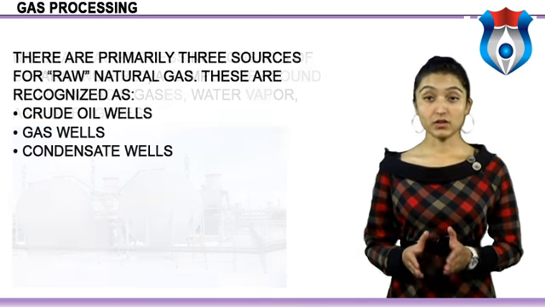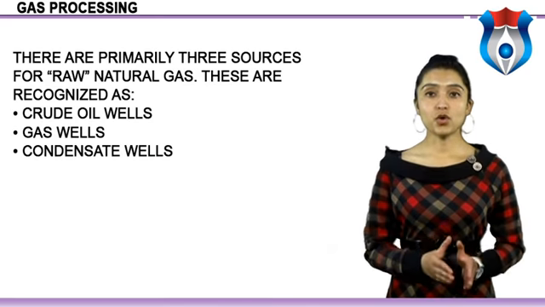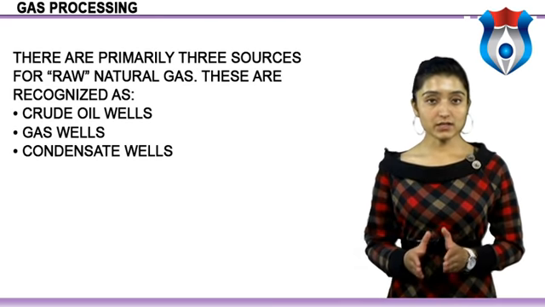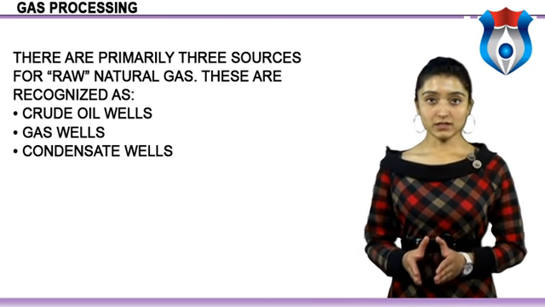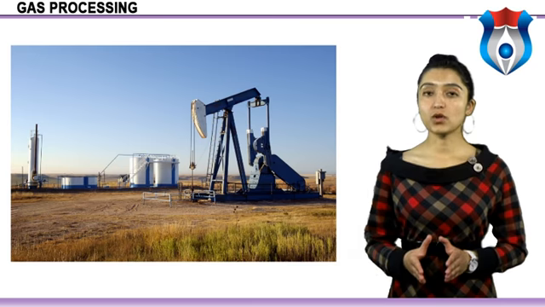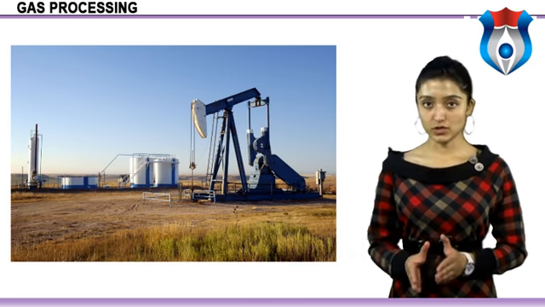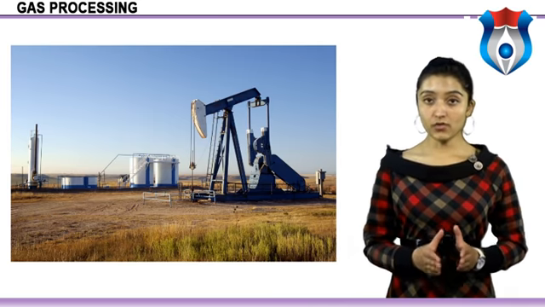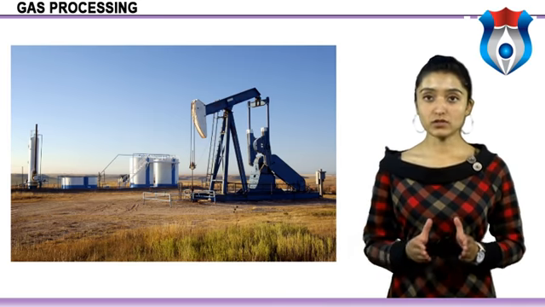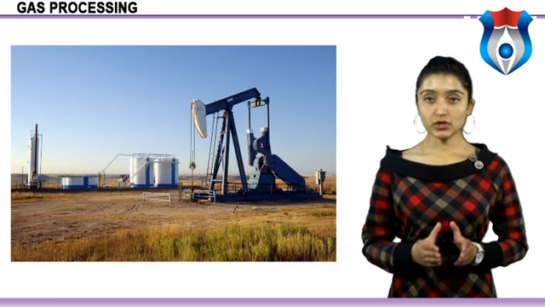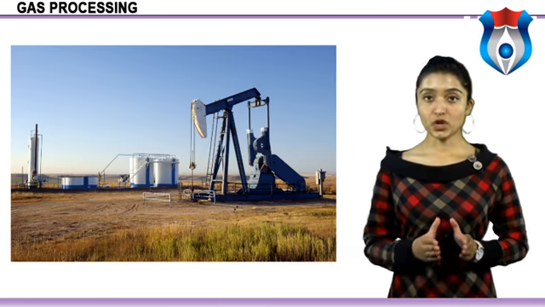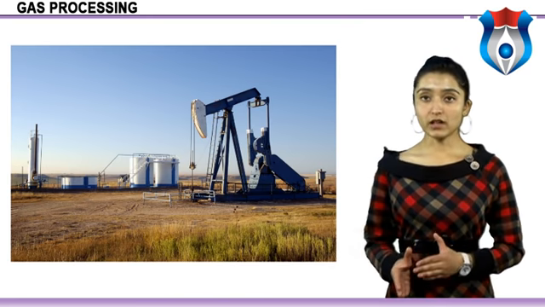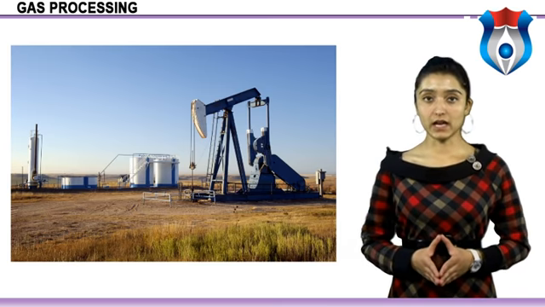There are primarily three sources for raw natural gas. These are recognized as crude oil wells, gas wells, and condensate wells. Natural gas that comes along with crude oil is normally known as associated gas. It can exist separately from crude oil, forming what is known as a gas cap, or dissolved in the crude oil. Natural gas from gas wells and from condensate wells, in which there is little or no oil, is termed, on the other hand, non-associated or free gas.